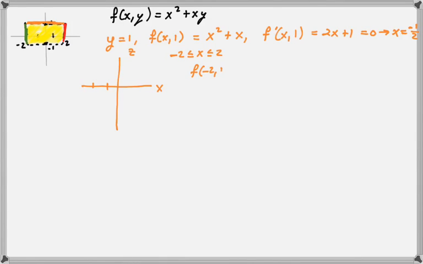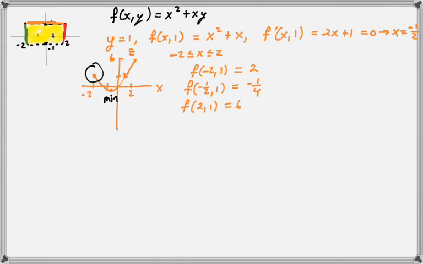Okay, so f of -2, 1 is going to be 2. And then we evaluate at the critical number, which is -1/2. So f of -1/2, 1 is going to be -1/4. And f of 2, 1 is going to be 6. Okay, so that is not our min. Just kidding. This is our min down here. And then over here would be a local max, and then we got our max up there. Okay, now let's look at the next boundary.